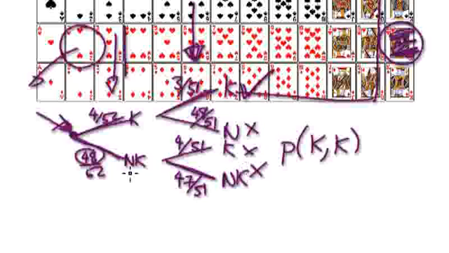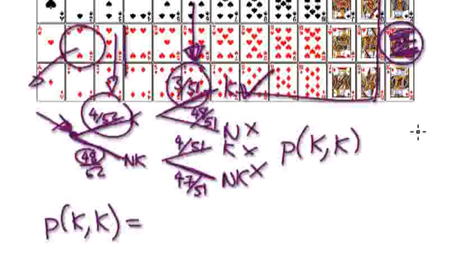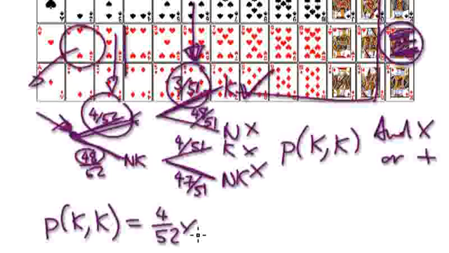So you're interested in both cards being kings, so you're interested in king and king. So this is the only branch that you're interested in. All these are bad here. So to answer the question, probability of king and king equals, well, you need this and this. Remember, if there's an and, you times. If there's an or, you add. So here you need this and this. So it's got to be 4 over 52 times 3 over 51.